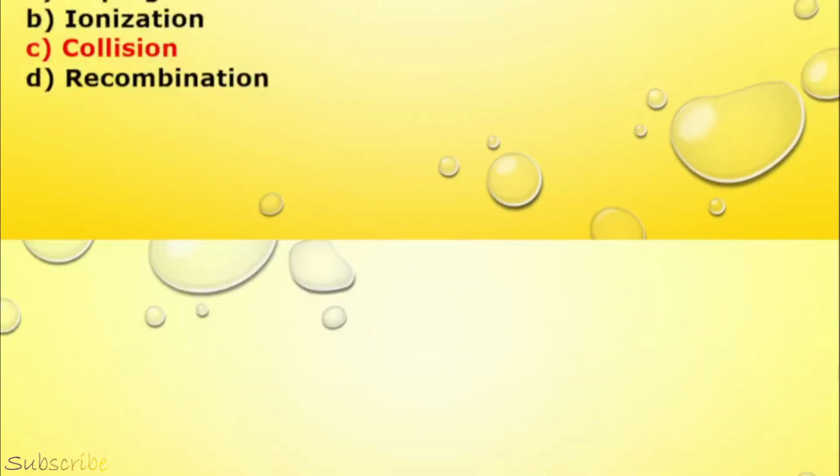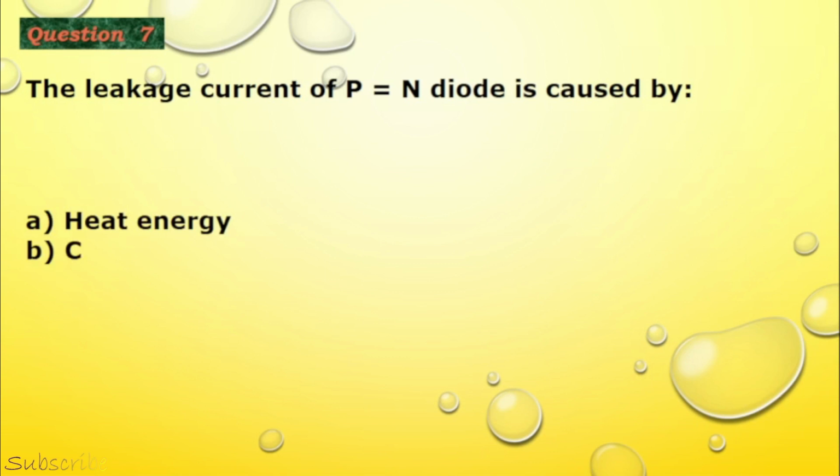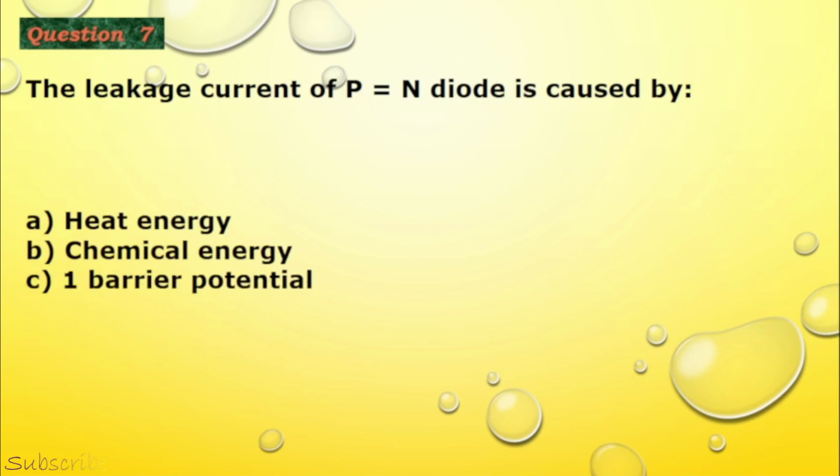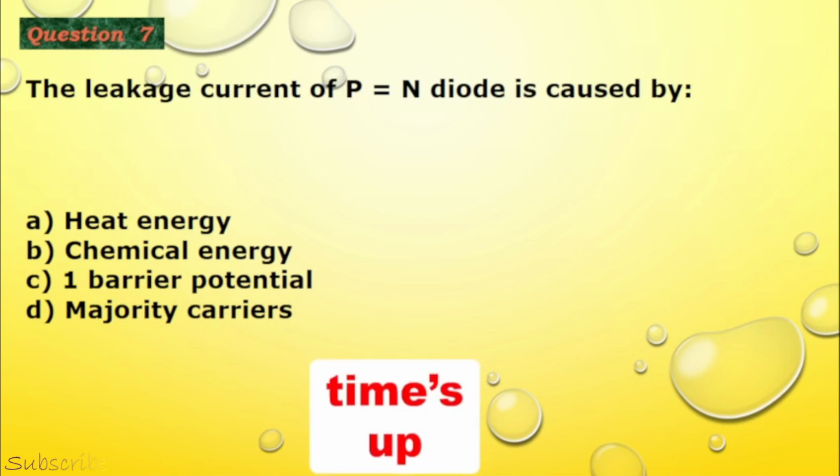Question number 7. The leakage current of a P-N diode is caused by A. Heat energy, B. Chemical energy, C. Barrier potential, D. Majority carriers. The correct answer is letter A, heat energy.